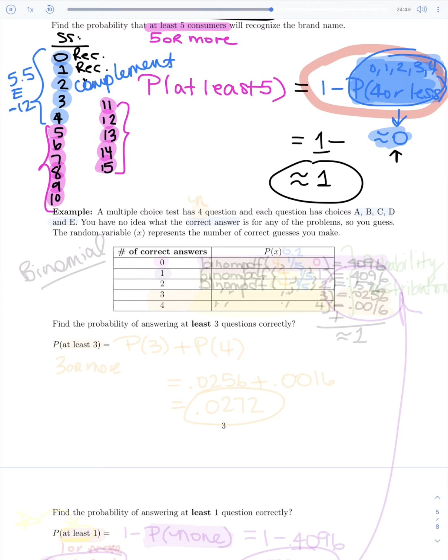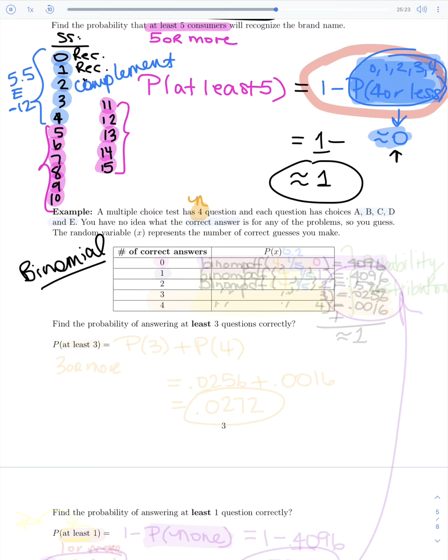Here's another one, and this next one we want to do a multiple choice test, has 4 questions, and each has choices A through E. You have no idea what the correct answer is for any of the problems, so you guess. So we're doing 4 questions, so that means our N for our binom PDF is going to be 4. And just to point this out, we do know it's a binomial distribution again, because when you're doing a multiple choice question, your chances are that you either get it right or you get it wrong.